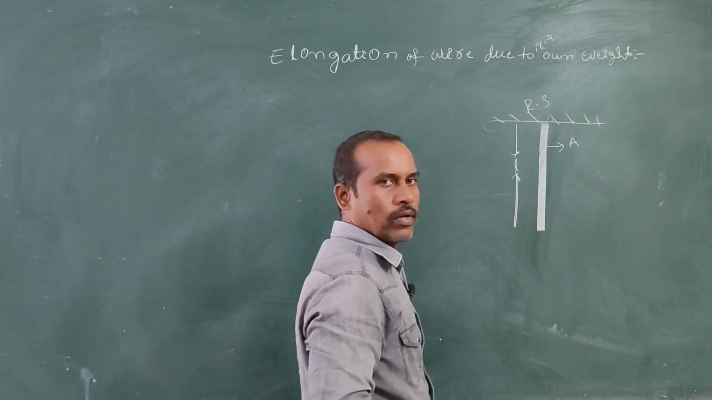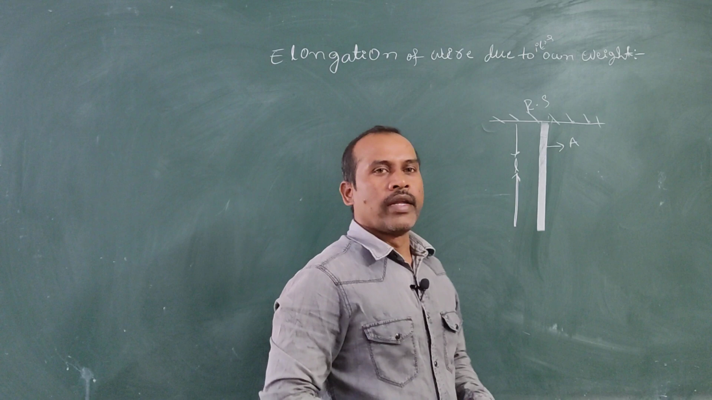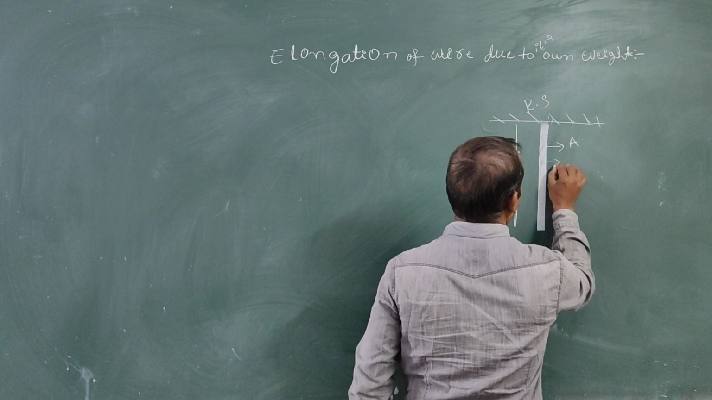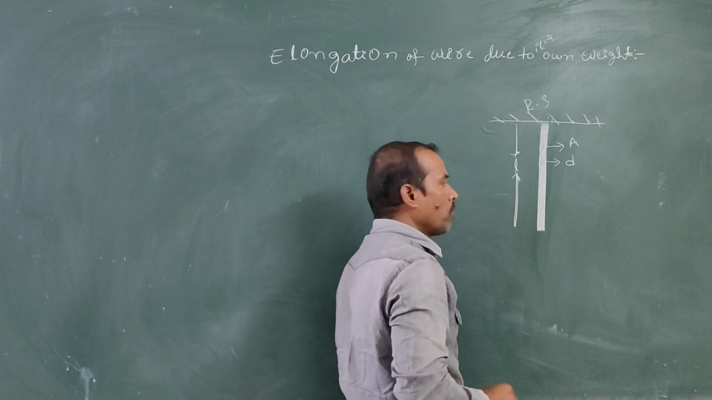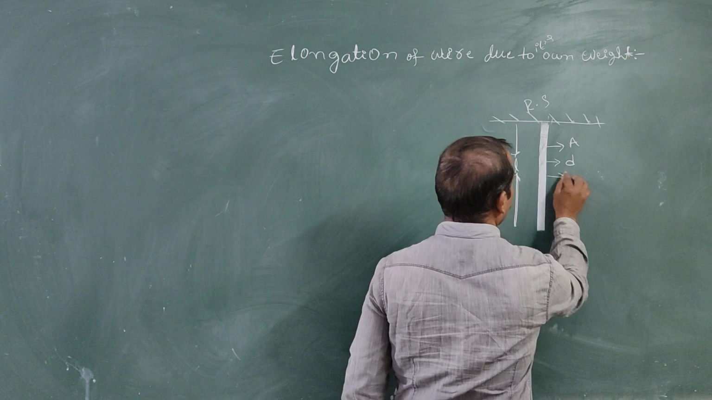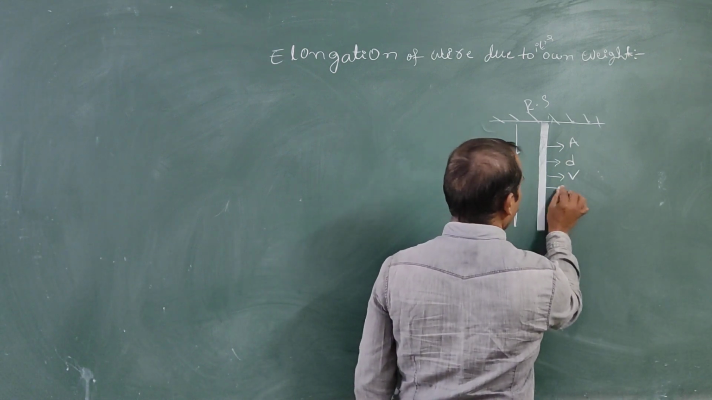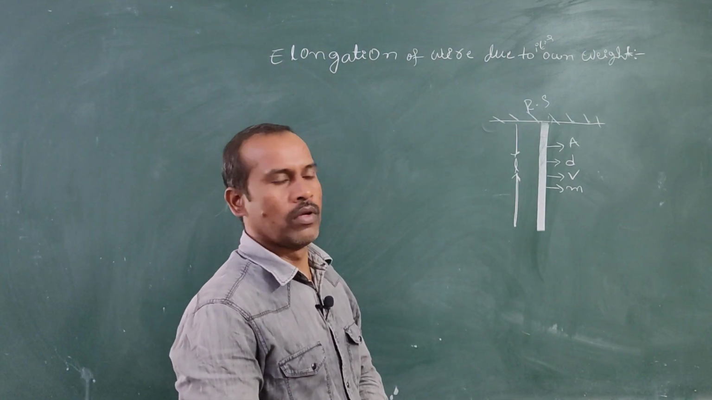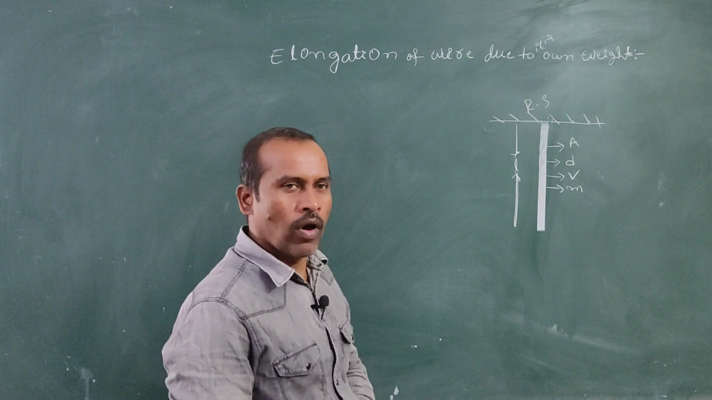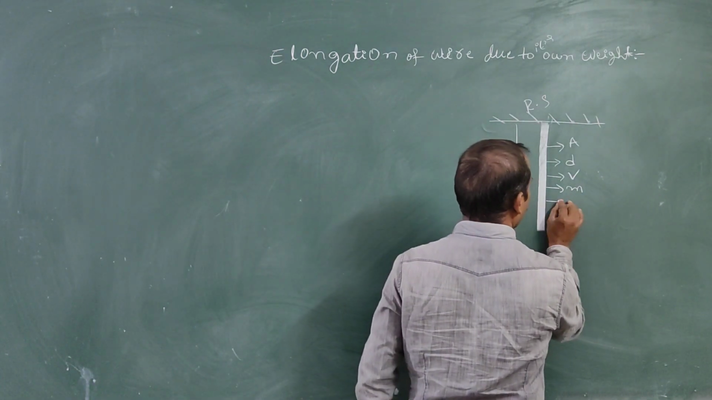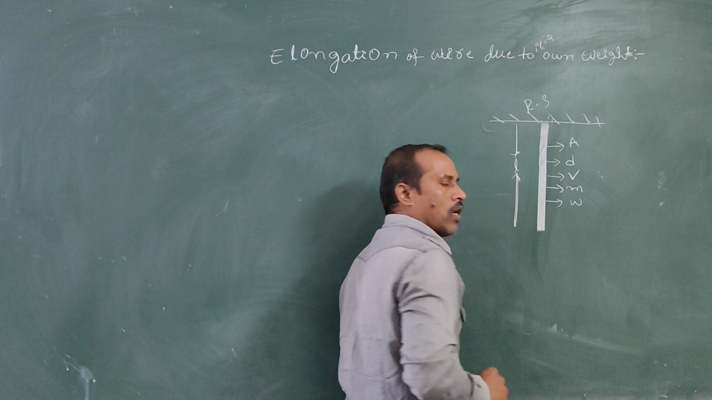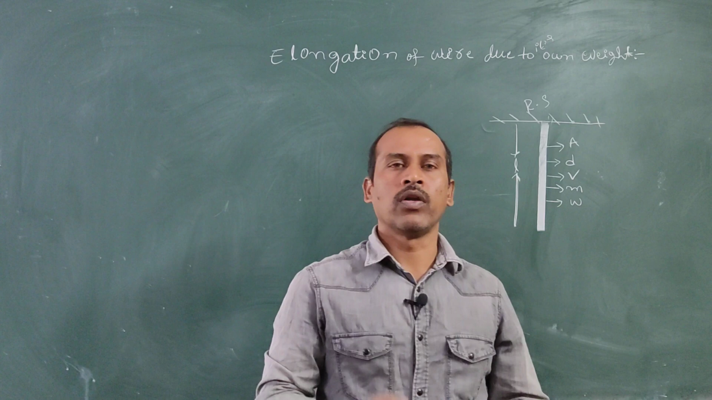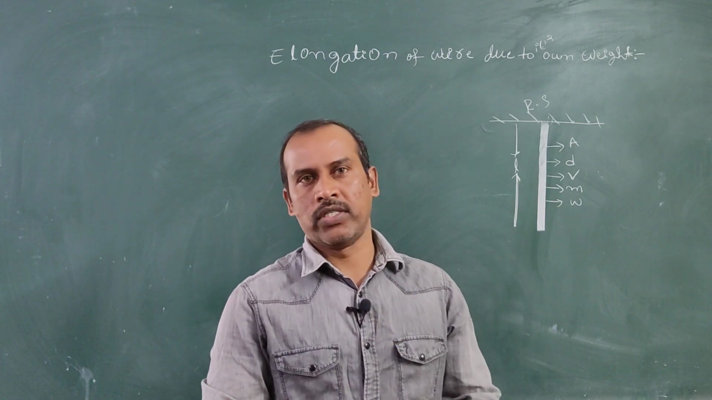Now the density of this wire is D, the volume of this wire is V, the mass of this wire is M, and the weight of the wire is W. First of all, we were discussing the elongation due to its own weight.